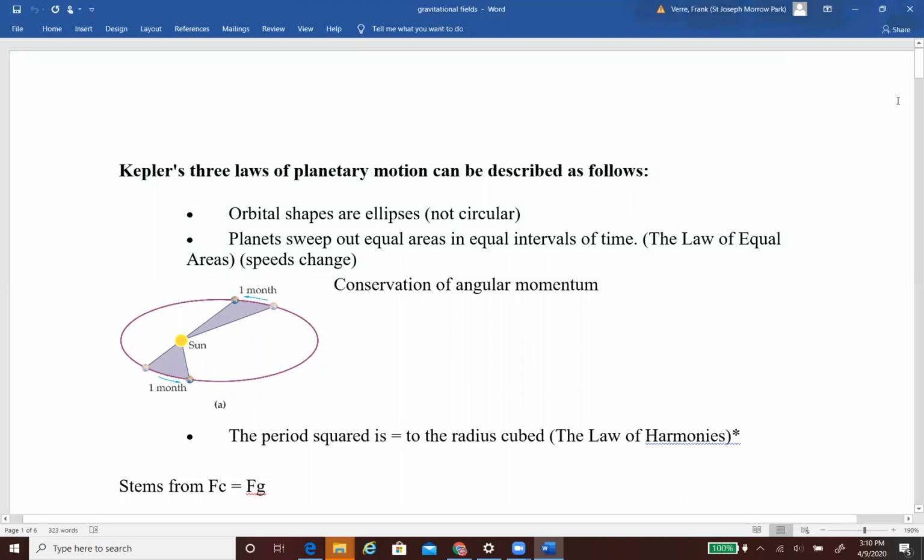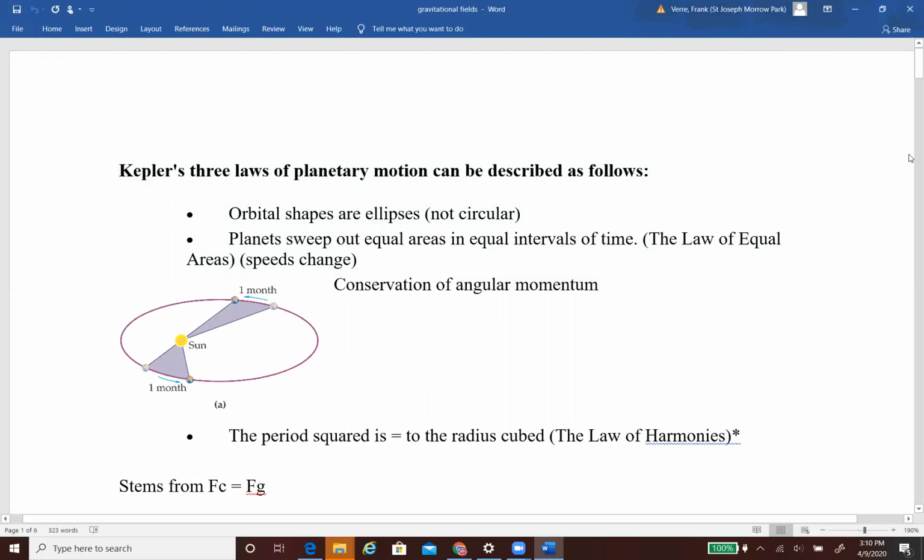And Johannes Kepler studied the motion of planets and came up with 3 laws that are written here. So do you have this document? Yeah, you posted it on Schoology.